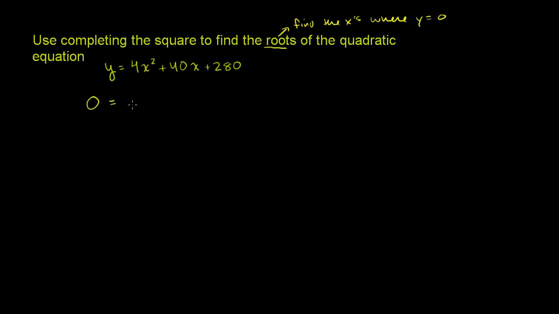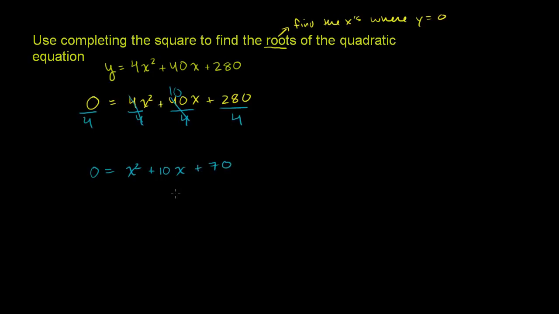So we get 0 is equal to 4x squared plus 40x plus 280. Now, a first step that we might want to do, just because it looks like all three of these terms are divisible by 4, is just divide both sides of this equation by 4. That'll make our math a little bit simpler. So let's just divide everything by 4 here. If we just divide everything by 4, we get 0 is equal to x squared plus 10x plus 280 divided by 4 is 70, plus 70.